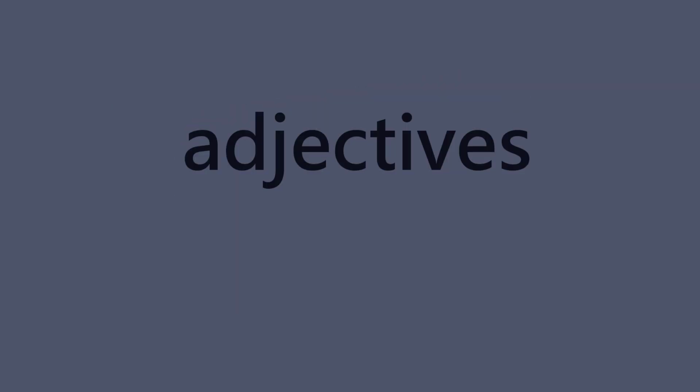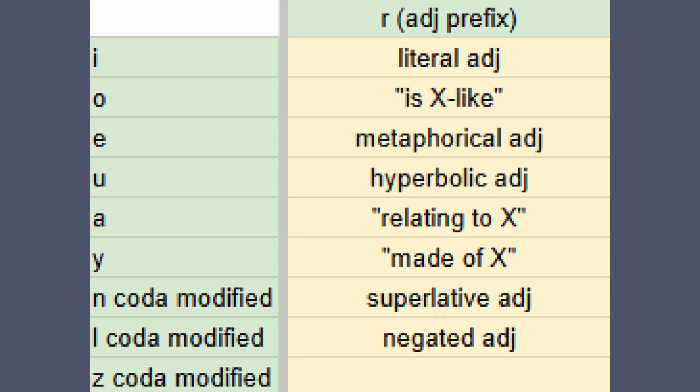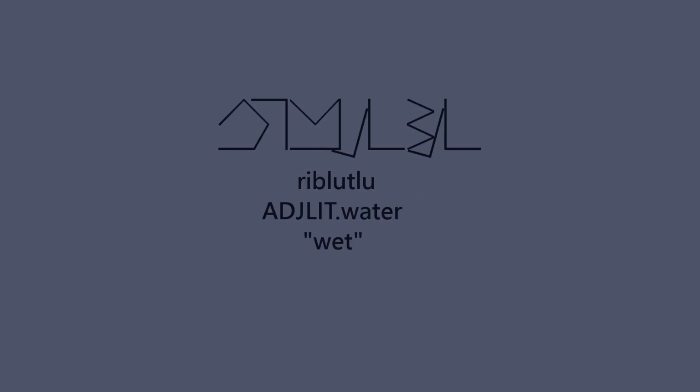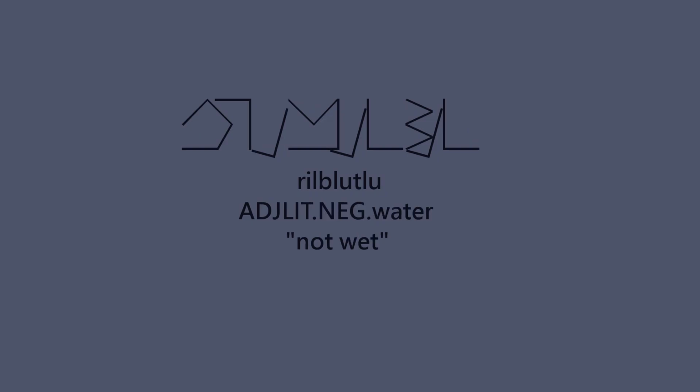Adjectives. Like verbs, adjectives are made by prefixing nouns, this time with r and a vowel, the vowel of which determines the flavor of adjective. You could also say this language has adjective cases, those being ri, literal adjective, ro, like the noun it's prefixing, re, a metaphorical adjective, ru, a hyperbolic adjective, ra, relating to the noun it's prefixing, and ra, made of the noun it's prefixing. La, infixed right before the noun, negates the adjective. La, suffixing the entire adjective, inverts the meaning. So, ribluzlu is wet, ribluzlul is dry, rilbluzlu is not wet, and rilbluzlul is not dry.